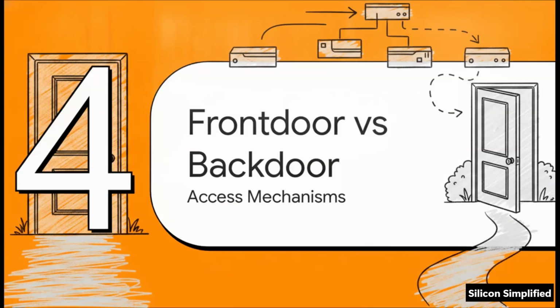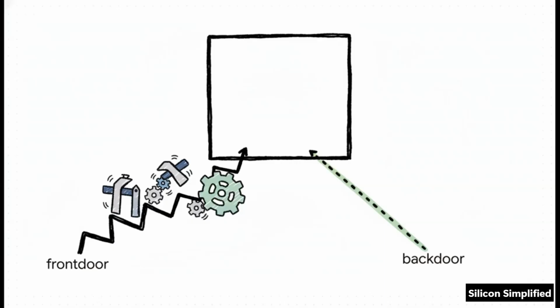Section 4. Front door versus backdoor access. Access mechanisms. Choosing your entryway is absolutely critical here. The front door is kind of like walking right up the driveway. It consumes simulation time, toggles the clocks, and verifies the actual physical pathway. The back door, on the other hand, is like sneaking in via a secret zero-time tunnel. It hooks directly into the simulator's memory using a hierarchical string path, something like top.uart.control_reg, letting you read or write the register instantly without burning any clock cycles.